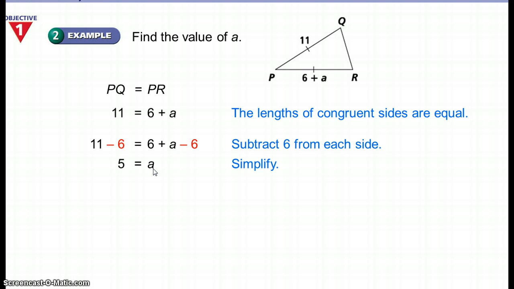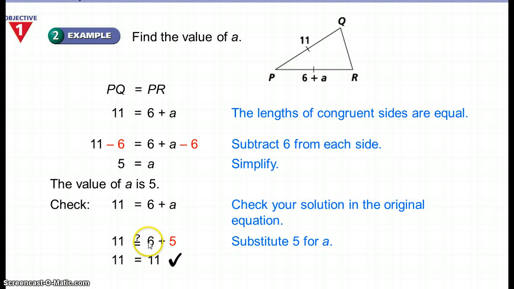If I want to plug that back in to make sure I've done this correctly, I go back to my original equation, but instead of a here, I'm going to substitute in 5, which we said was the value of a. So when I plug that in, I can check that 6 plus 5 does equal 11, and I have done the problem correctly.